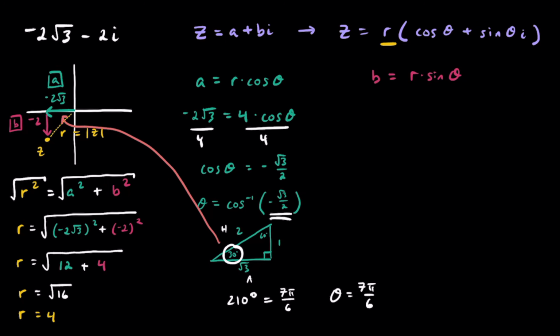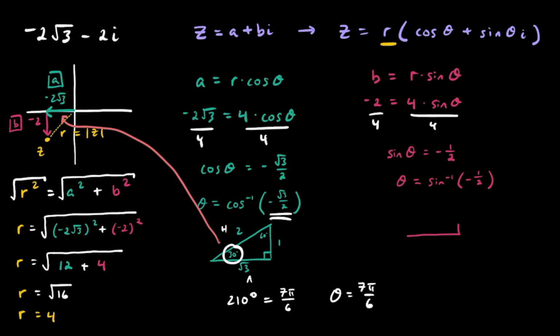For this other equation we know b is negative 2. We found r is 4, and that's times sine of theta. Then we can divide both sides by 4, just like we did earlier. And we can say that sine of theta is equal to negative 1/2. Taking arc sine of both sides, we can say that theta is equal to arc sine of this negative 1/2.